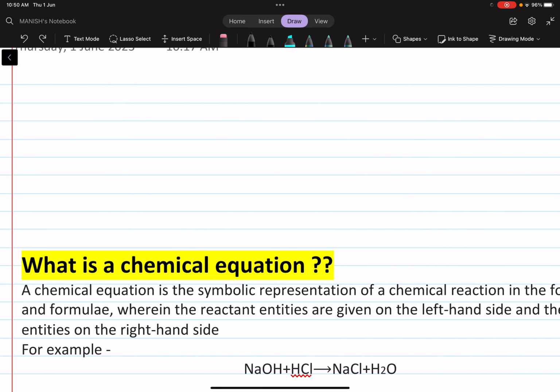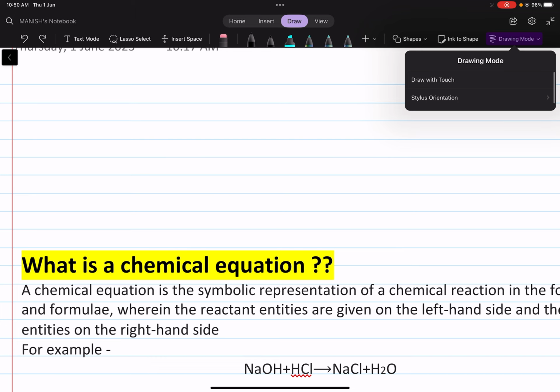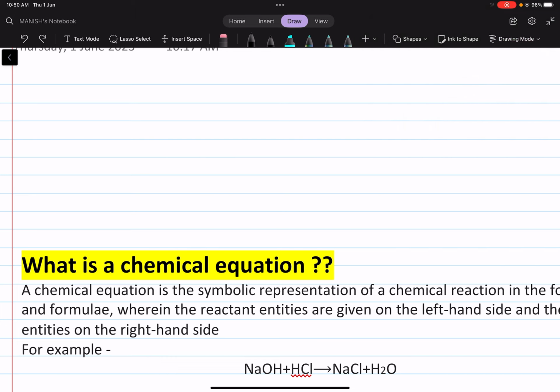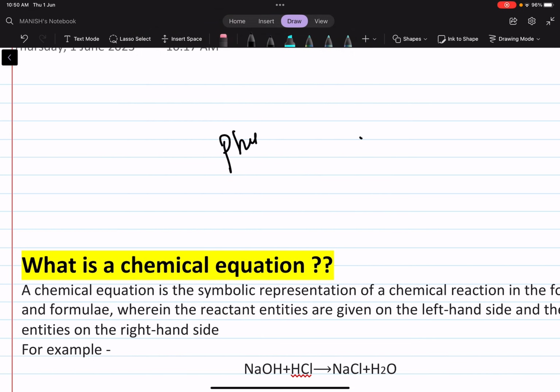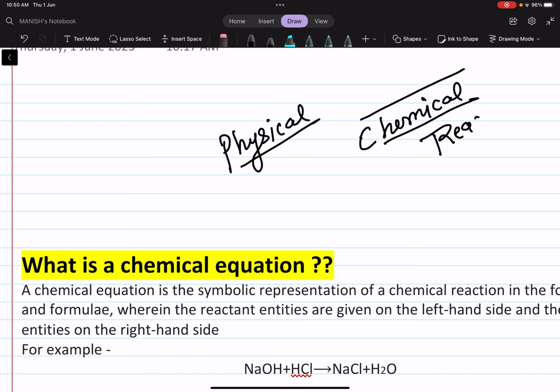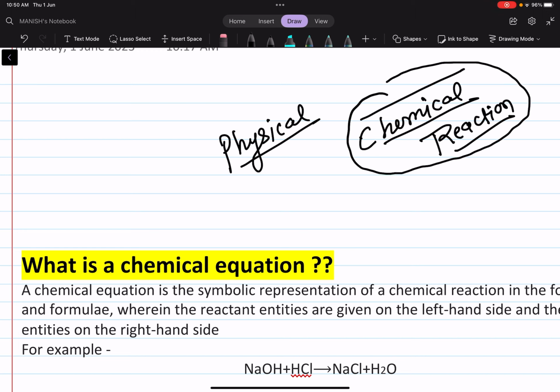Now, we know that there are two types of changes. One is physical change and another one is chemical change. In physical change, there is no chemical reaction involved, but in chemical change it is always backed by a chemical reaction. Now, what is a chemical reaction or a chemical change? Any change in which a new substance is formed and which is irreversible is called a chemical change. So we know that the chemical change is backed by a chemical reaction.